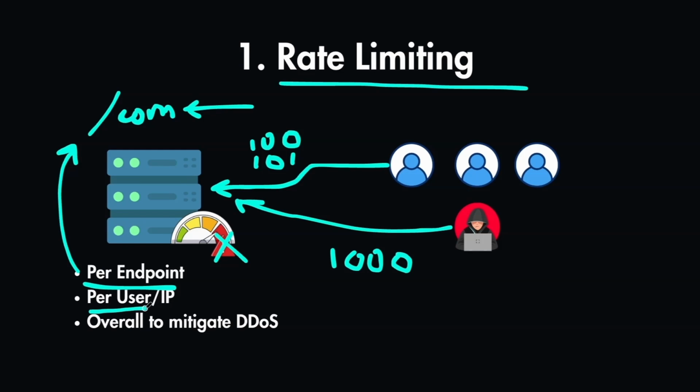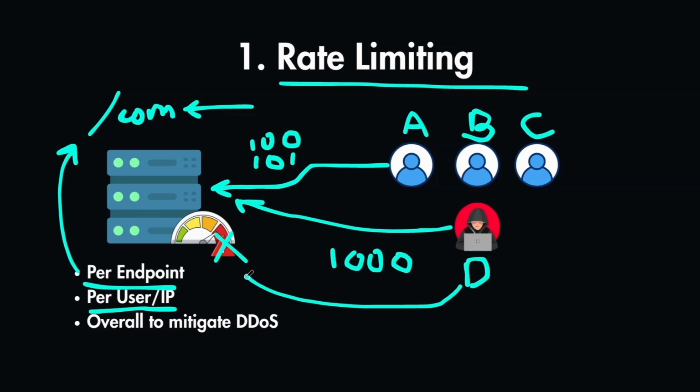You can also set it per user or IP address. Let's say A is the IP address of the first user, B the second, C this one, and your attacker has some IP address which corresponds to D. If you get the 101st request from the D IP address, then you will know that this user overused the API, so you will block it at the user IP level.